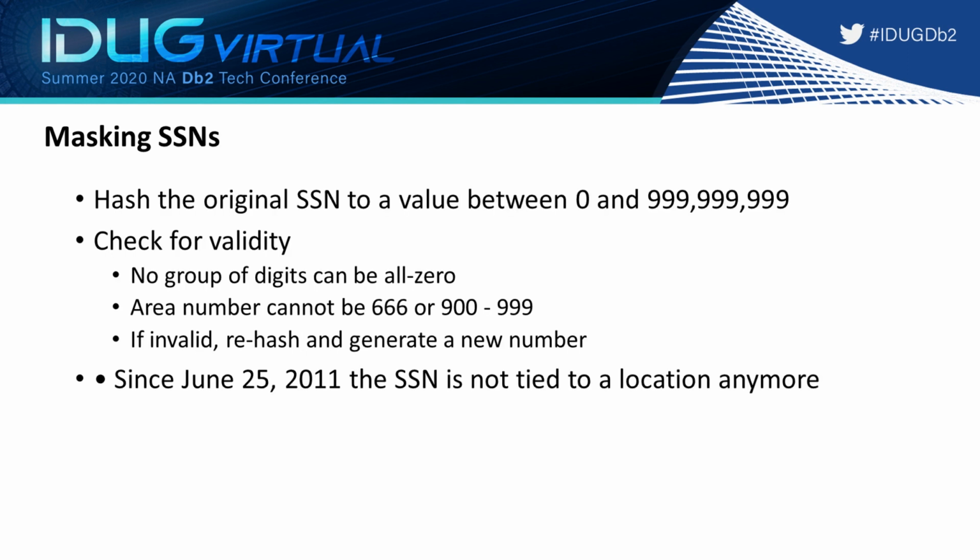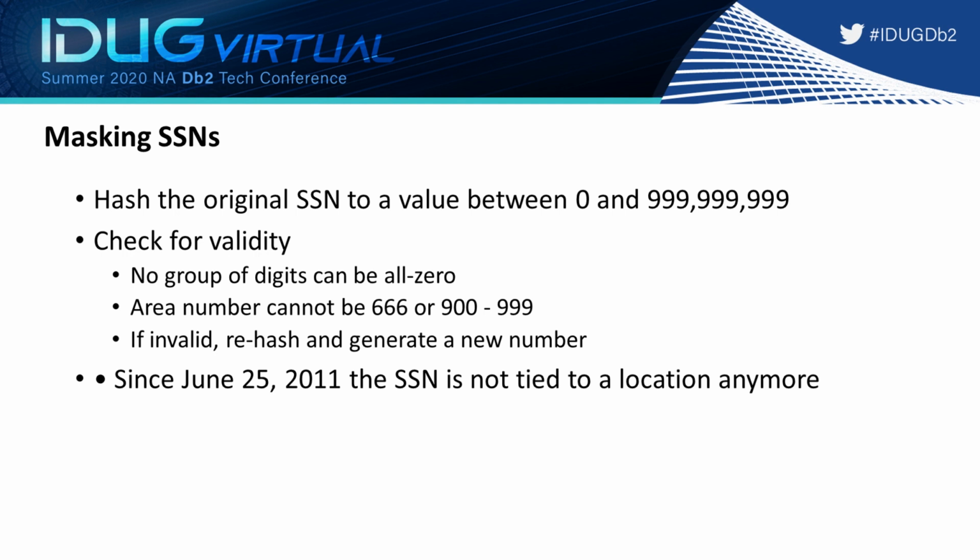Social security numbers are not too difficult either. Take a seed, for example the original social, and then apply our hash algorithm. Use the mod function to make sure the number does not have more than 9 digits, so in other words calculate the hash mod 1 billion. But there are a couple of restrictions.